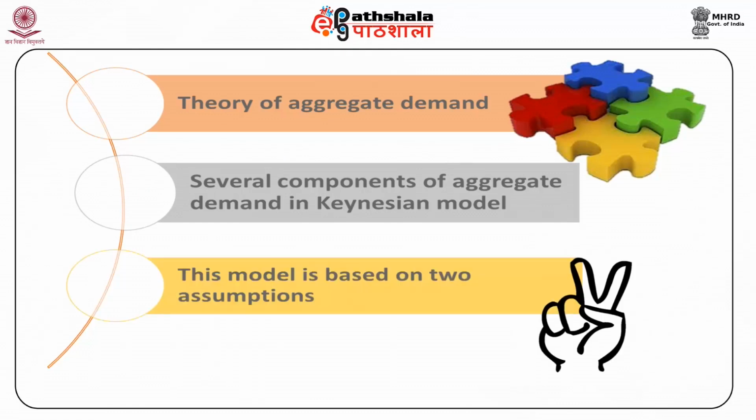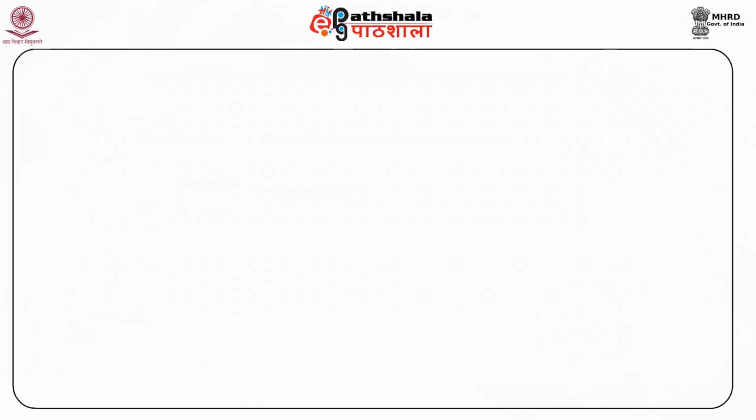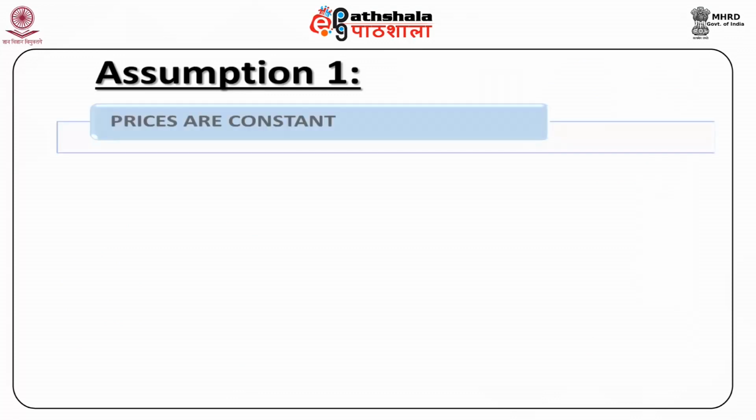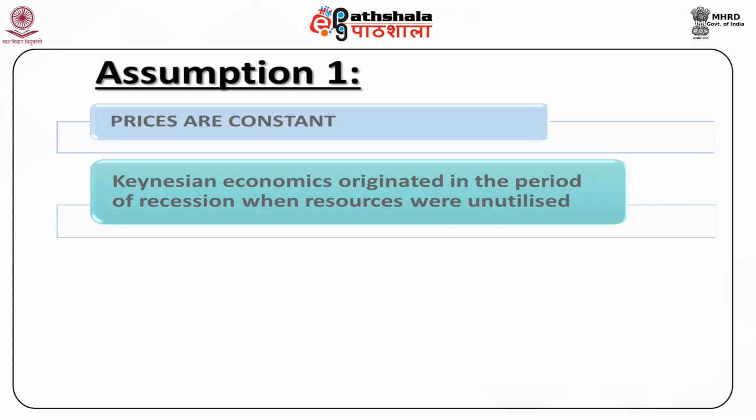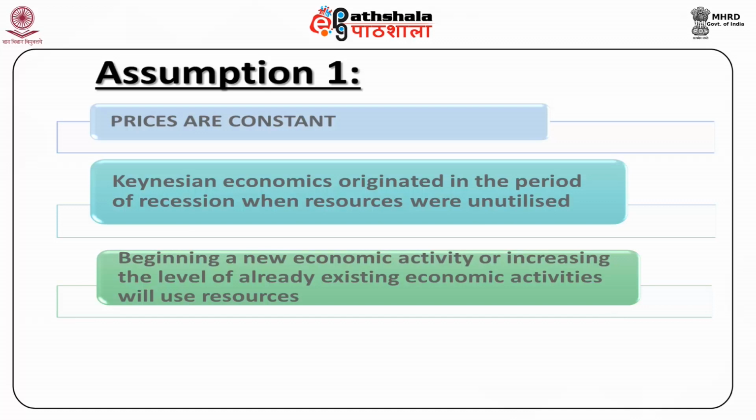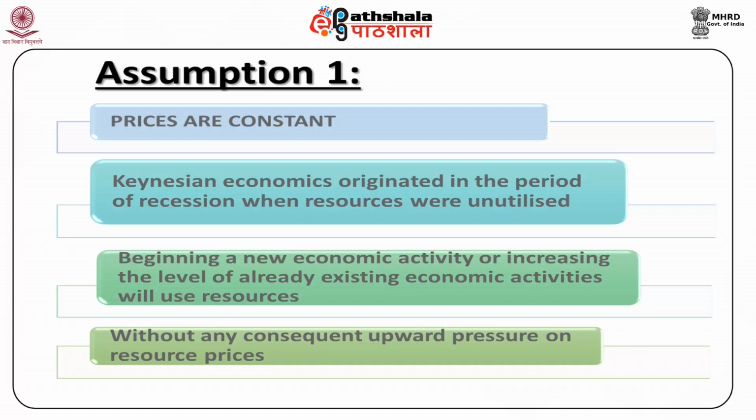This model is based on two assumptions. First, the prices are constant. The need for this assumption arises as Keynesian economics originated in the period of recession when resources were unutilized. Hence, beginning a new economic activity or increasing the level of already existing economic activities will use resources but without any consequent upward pressure on resource prices.